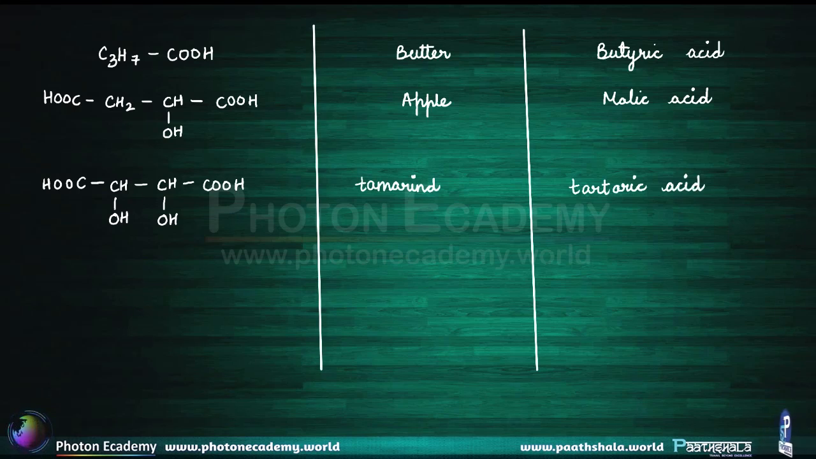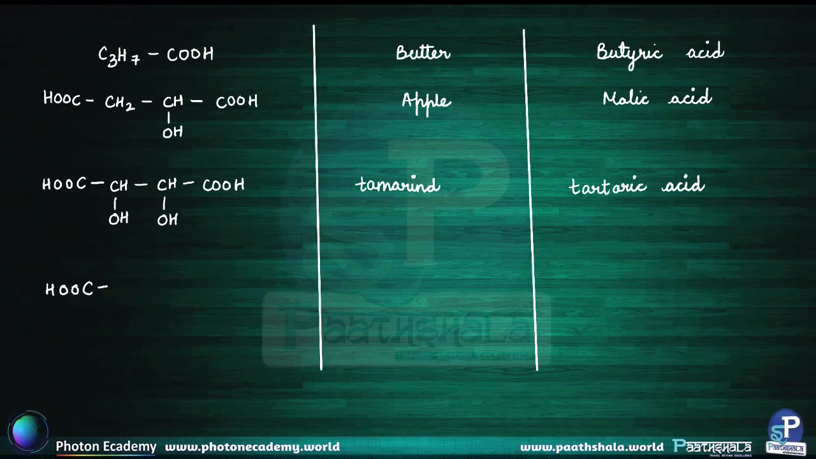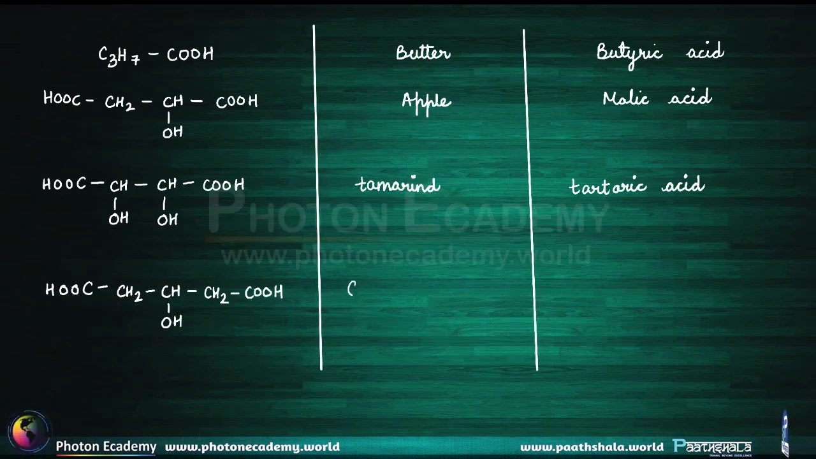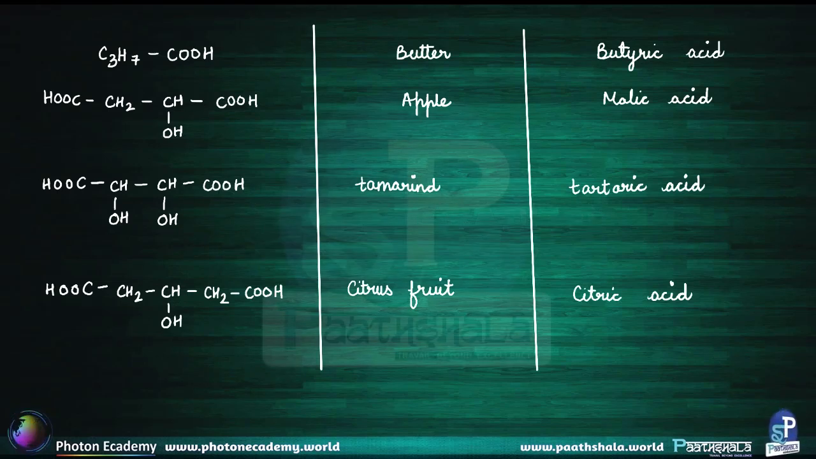Okay. If the structure lastly is COOH, then we have CH2, C(OH), then we have CH2COOH. So the source is citrus fruit, and the common name is citric acid. Okay, so this is how we decide on the common names.